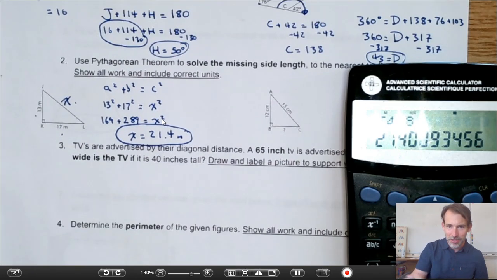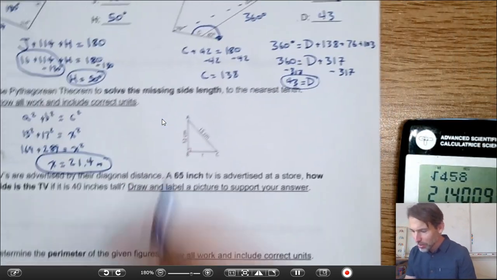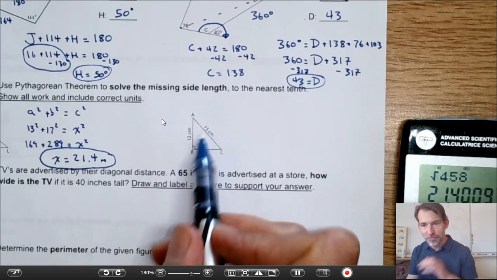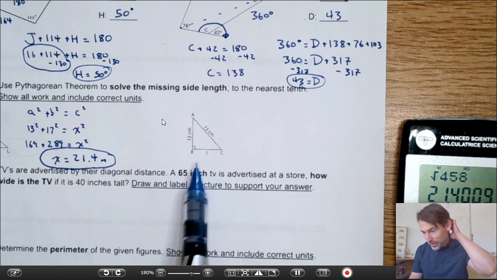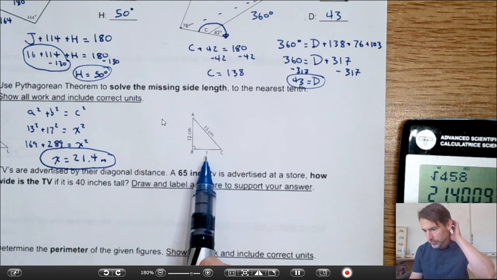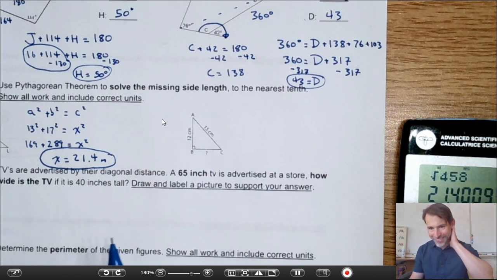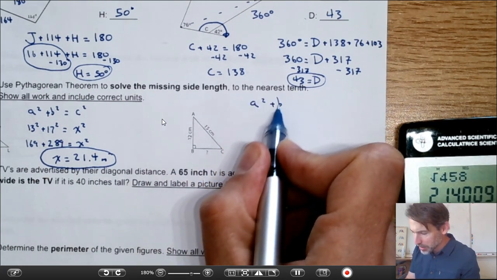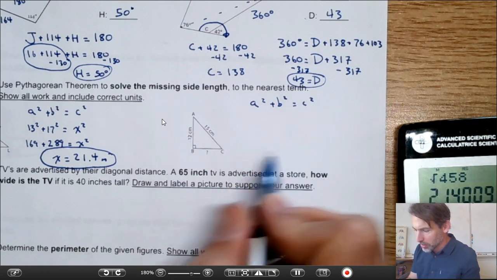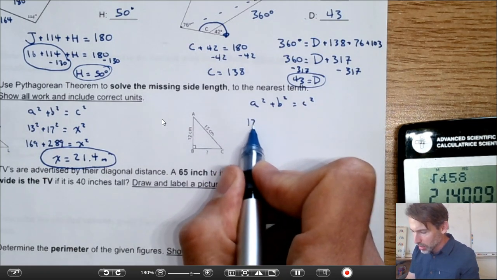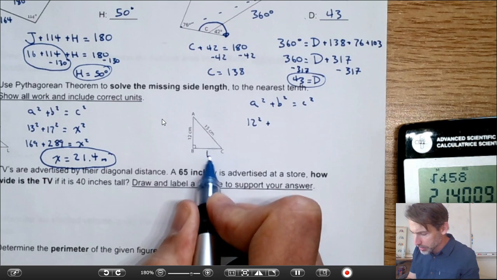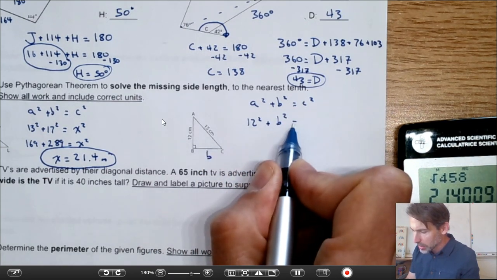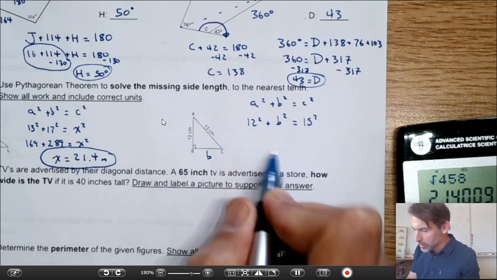Let's zoom out. We don't need to do this close. Okay, for this one here, we've got a side 12 and a side 15. So I happen to know that this is 9. It's a 9, but let's do it. Same thing: a squared plus b squared equals c squared. Put them in the right place. 12 squared plus, call this little b, b squared equals 15 squared.